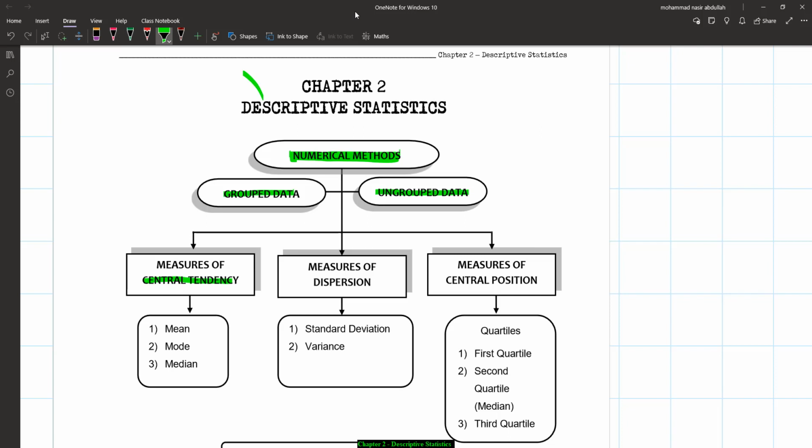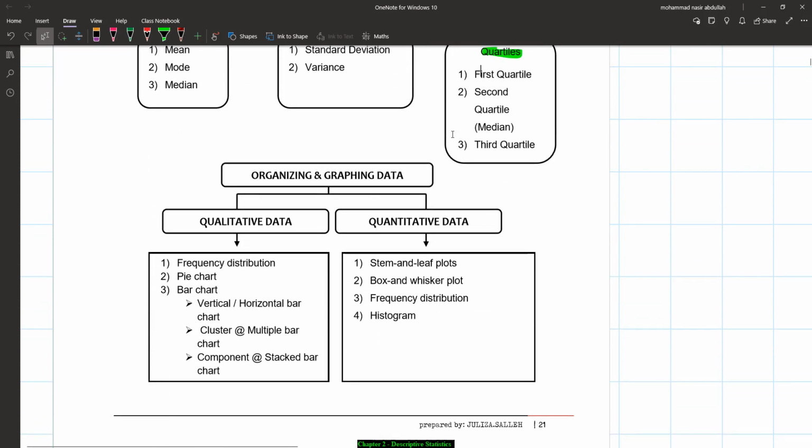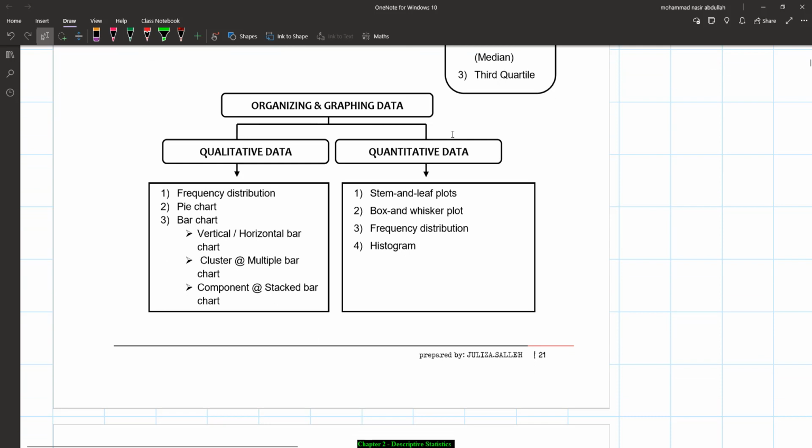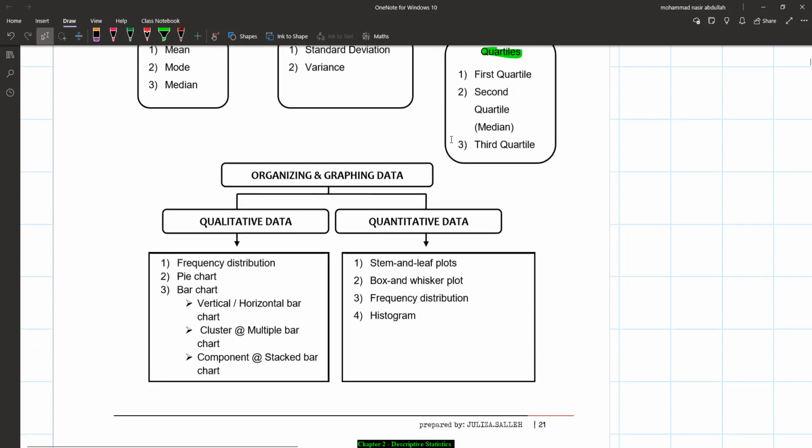Next, we're going to look into measures of central position. We're going to learn about quartiles: first quartile, second and third quartile. So these are the topics that we're going to learn in this chapter. For organizing and graphing data, we're going to look into qualitative data and quantitative data. This is just an introduction. I just want you to know what we're going to learn in this chapter.